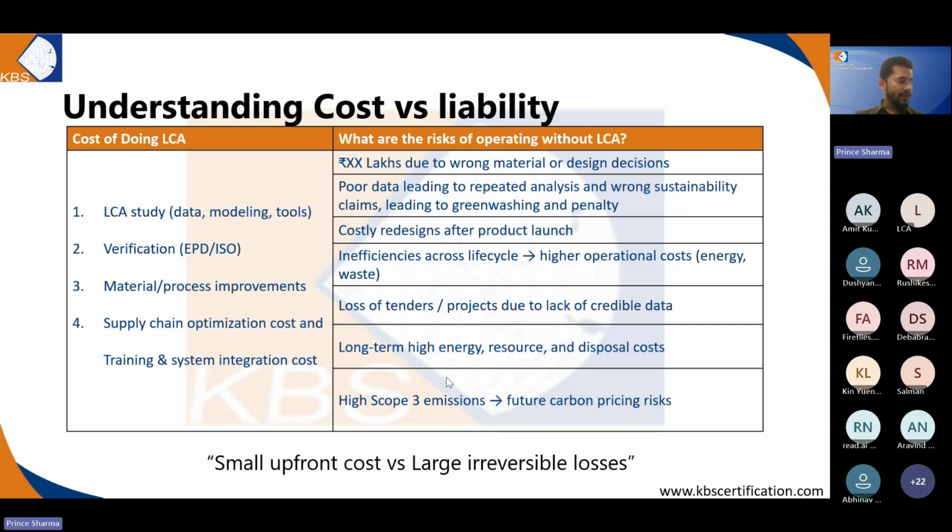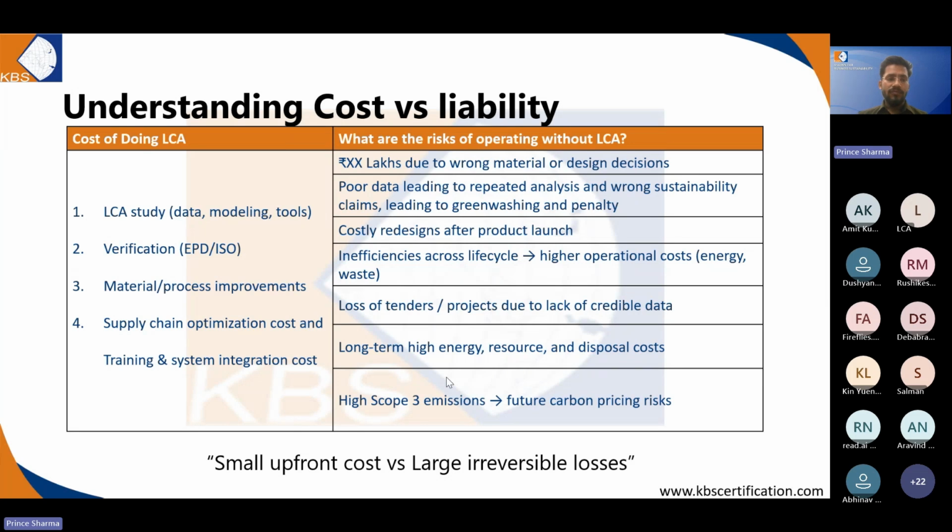Now, a very important part of our webinar that we have promised you, understanding cost versus liability. What in general do we have as a cost in the life cycle assessment? You might have the life cycle assessment study cost, which might include the cost of the software, the cost of the consultant, right? Then a verification cost of that particular report.